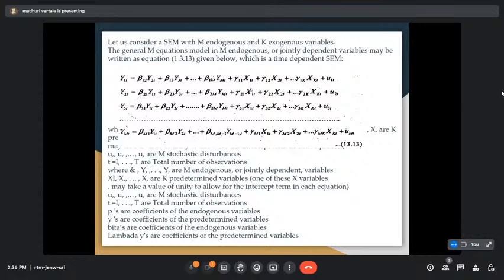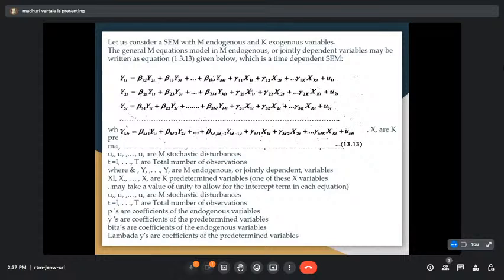The general methods of equations or the models that can be endogenous or jointly dependent variables may be written as shown in the equation, that is y1t is equal to beta 12 y2t plus beta 13 y3t plus n number of terms, that is beta 1m ymt, plus lambda 11 x1t plus lambda 12 x2t and plus lambda 1k xkt plus the disturbances. Okay, so that is u1t.